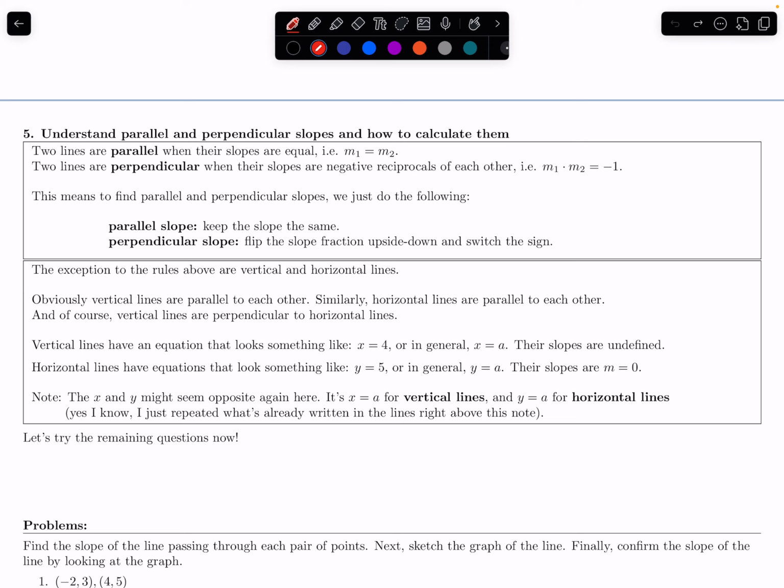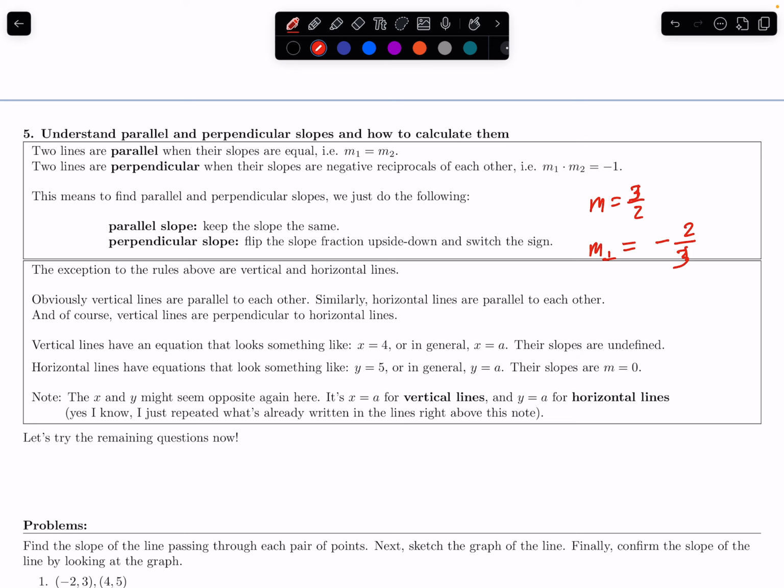So how do you calculate a perpendicular slope? You just flip the slope fraction upside down and then switch the sign. So for example, if your slope was 1/2, the perpendicular slope, which we can call m perpendicular, this little upside down t is the symbol for perpendicular, would be switch the sign negative and then flip it upside down, 2 over 1. Or if it was 3/2, it would be negative 2 over 3, something like that.